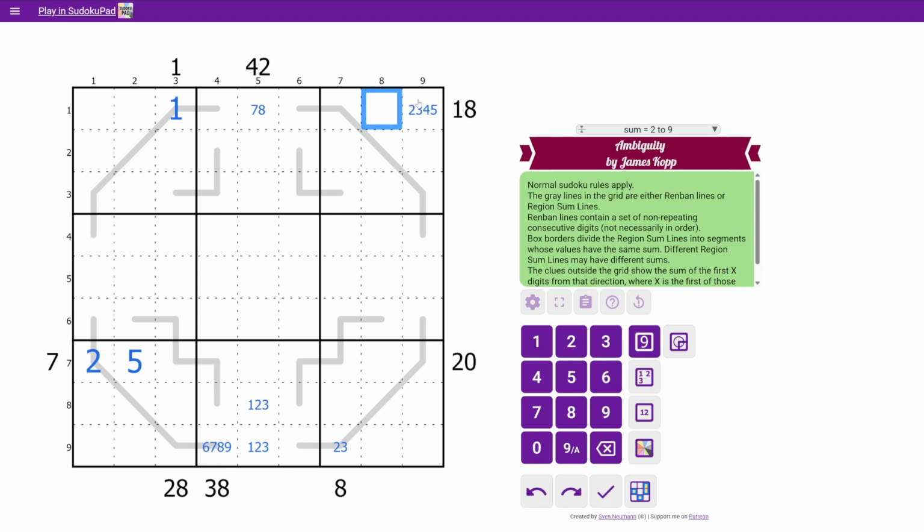Promise. This is, well, it's not a 2 either. Come on now. It's a 3, 4, or 5. And this is a 3, 4. Well, this is 3, 4, or 5 too. But not a 5, because of the row 5 over there.